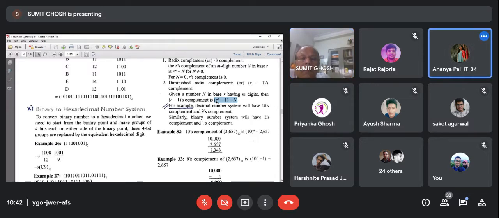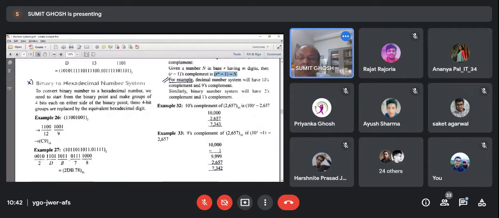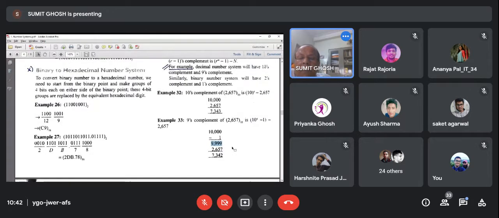10 to the power of 4, minus 1, minus 2657. Very good. So 10 to the power of 4 minus 1, you get 9999. And from that you subtract this number, 2657. So what do you get?